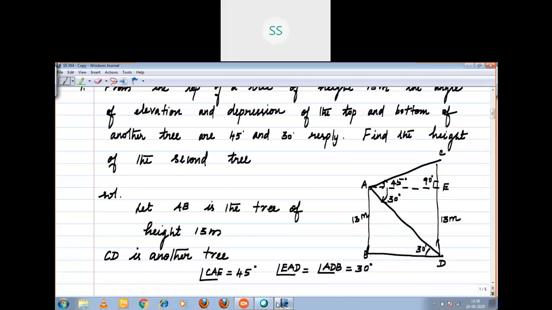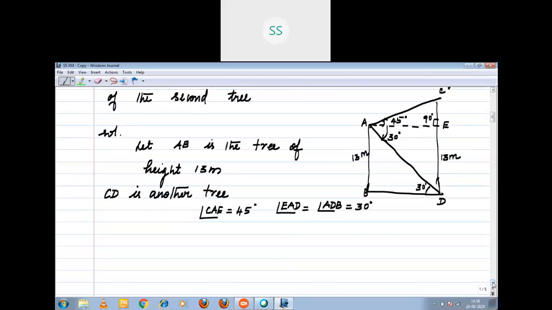Then AB equal to DE. The same way, AE equal to BD. Opposite sides are equal. Whether it is a square or rectangle, you don't bother, right? Now, AB equal to DE equal to how much? 13 meter, right? AB equal to DE equal to 13 meter.